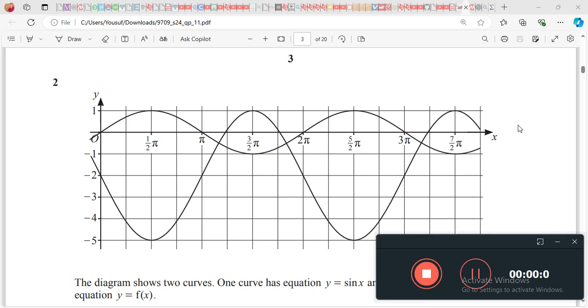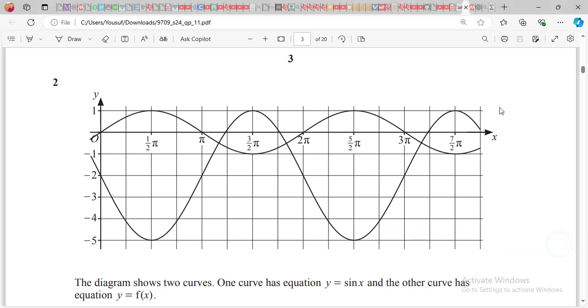Hi friends, in the previous video we had seen how to solve question number 1 of the 2024 May-June P1 past paper. In this video we will continue to solve question number 2 and question number 3.